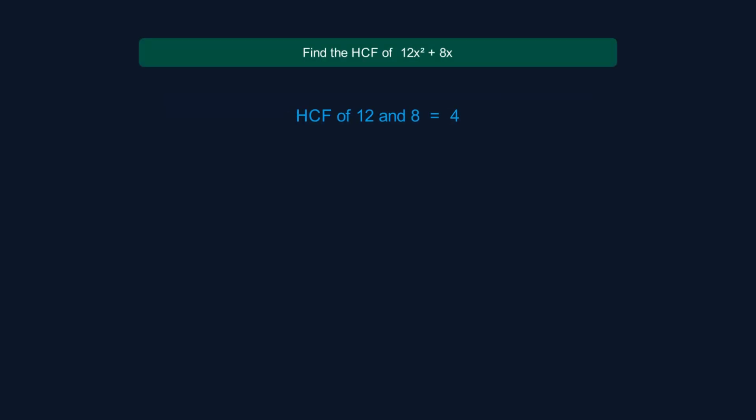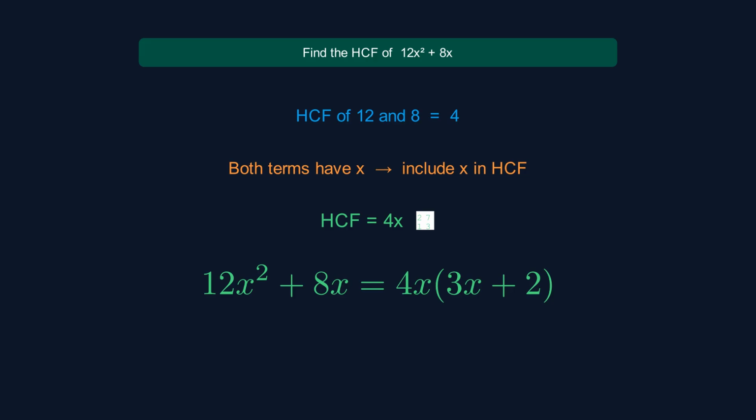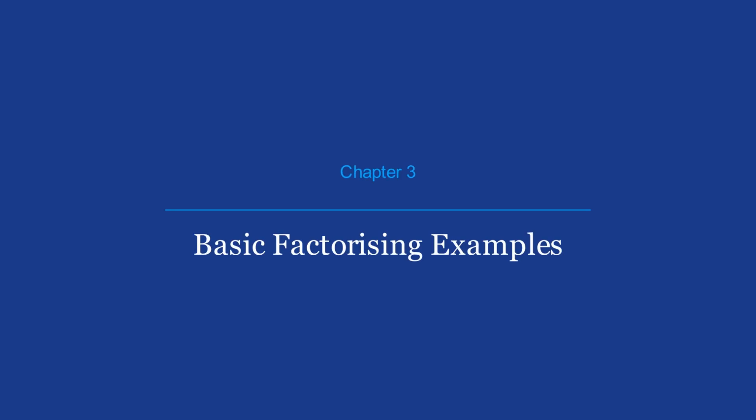Another example, 12x squared plus 8x. The HCF is 4x, so we take 4x outside, and the expression becomes 4x into 3x plus 2.